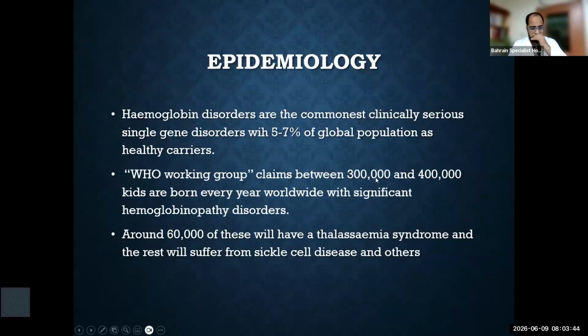So coming to the disease burden, hemoglobin disorders are the commonest clinically serious single gene disorders with 5 to 7% of global population as healthy carriers. So the WHO group in a recent study have shown around 300,000 to 400,000 kids are born every year worldwide with significant hemoglobinopathy disorders. And around 60,000 of these will have thalassemia syndrome, and the rest will suffer from sickle cell disease and the other hemoglobinopathies.